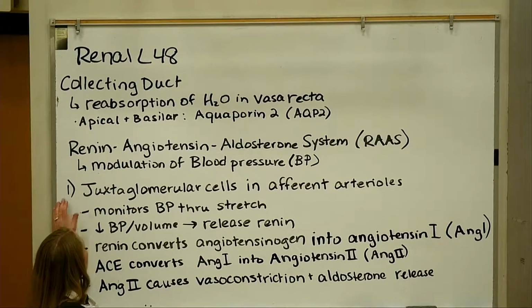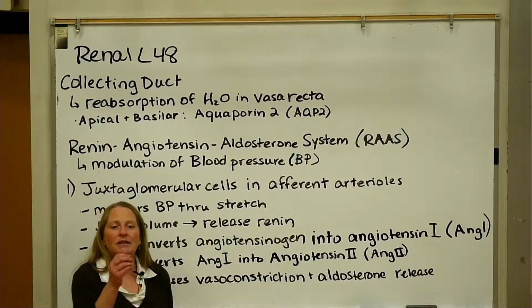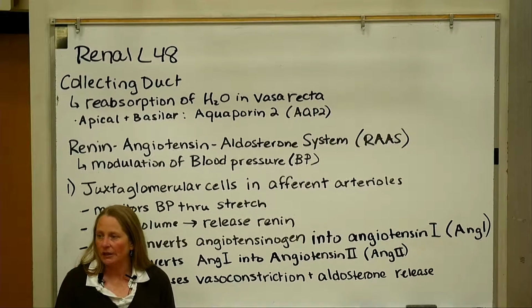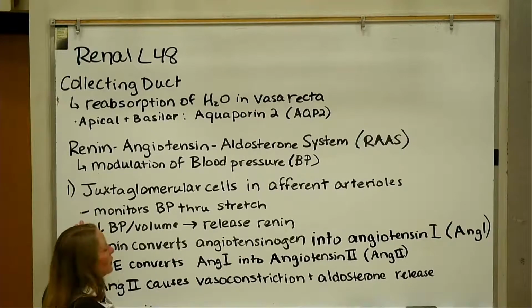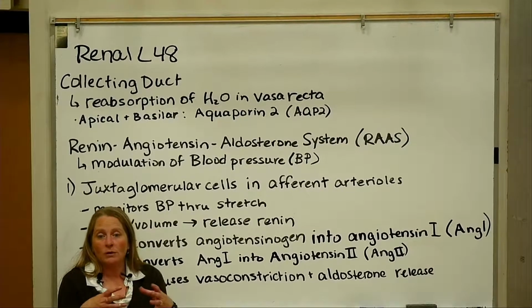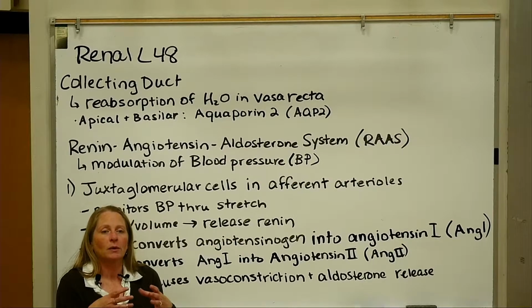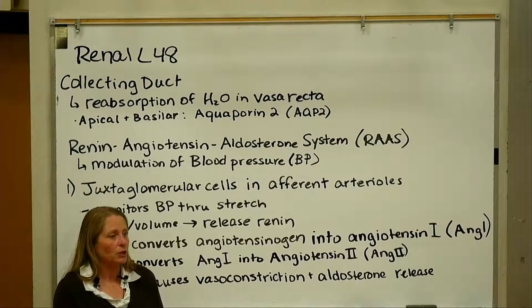It starts with these juxtaglomerular cells in the afferent arterioles. So these are going to be in the endothelial cells, not the smooth muscle around it like we talked about before. And this is going to be monitoring blood pressure. In our vessels, the blood pressure is the amount of pressure on the wall. So this is also a function of volume. Okay, so if you have a smaller radius or higher volume, you have higher blood pressure.